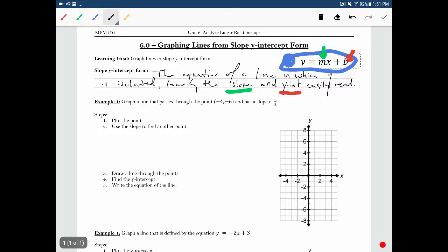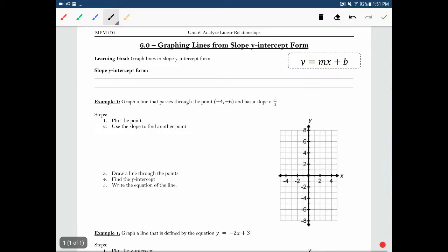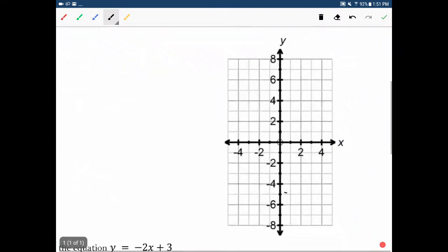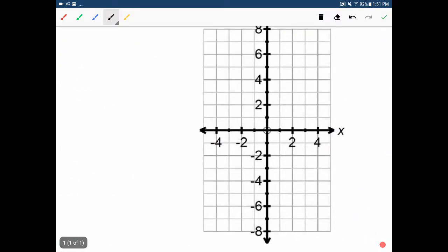Well, what we're going to do here is graph a line that passes through the point (-4, -6) and has a slope of 5/2. The first thing we're going to do is plot that point. We're going to have to zoom in here. So we got (-4, -6). So that point is right there.